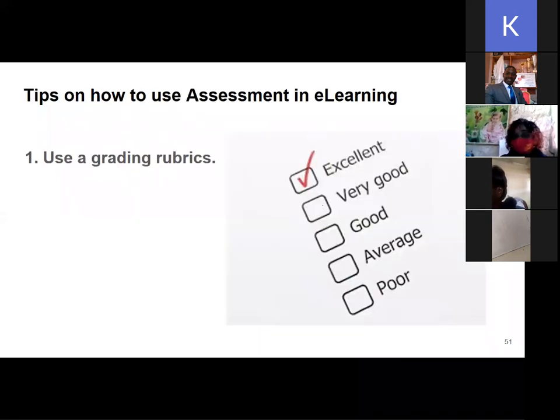Assessment rubrics. When you are talking of a rubric, we were able to take you through what a rubric looks like in the first module, when you are talking about planning your lesson. I showed you what a rubric looks like.